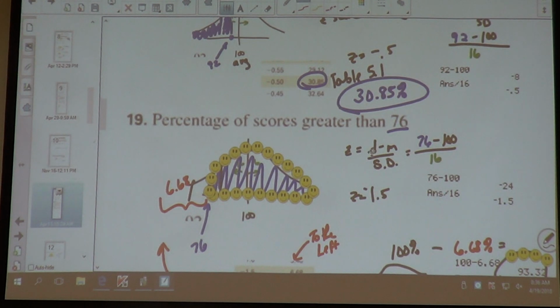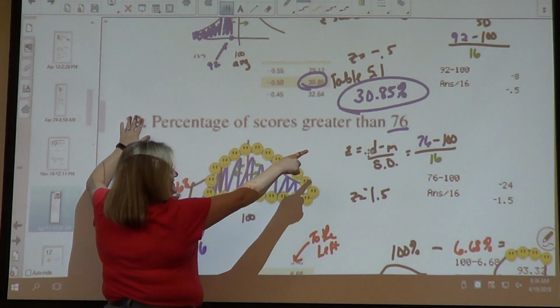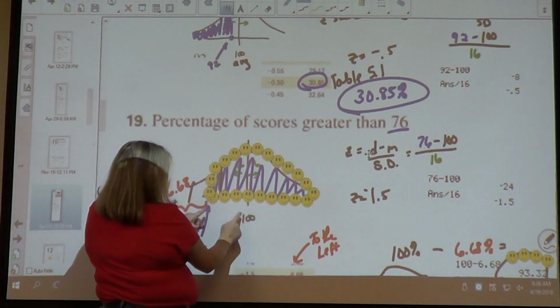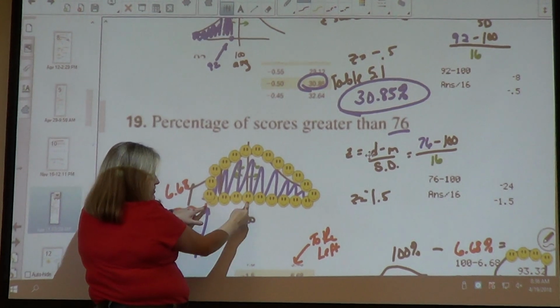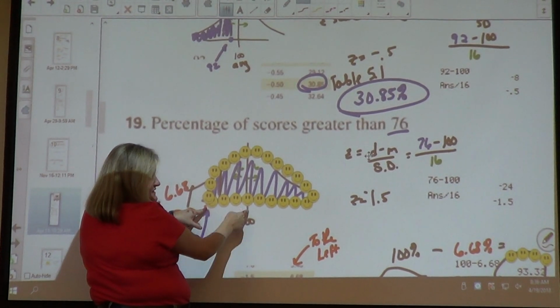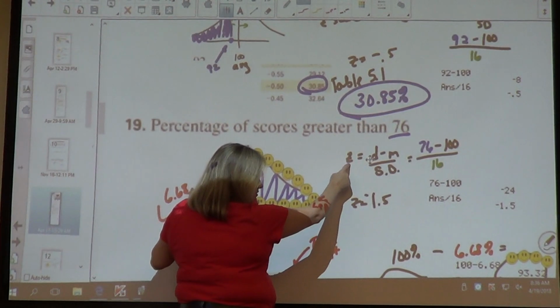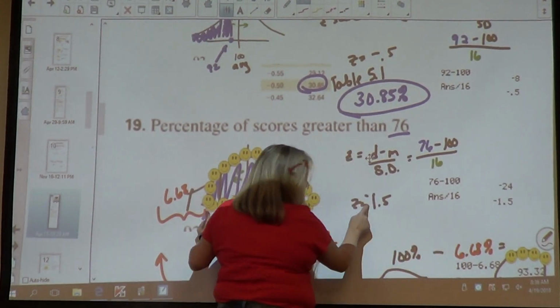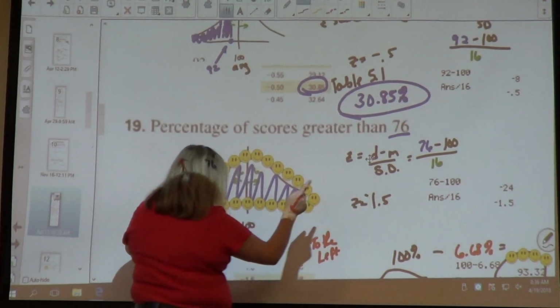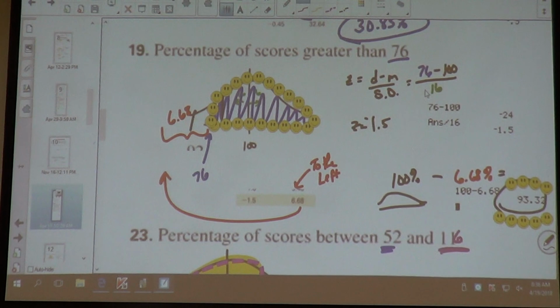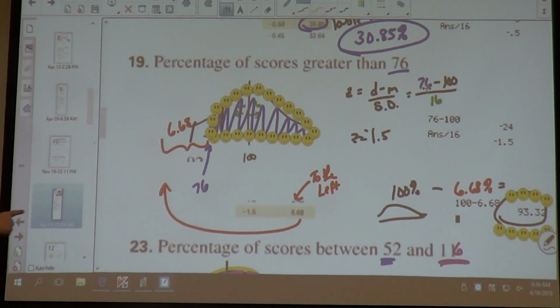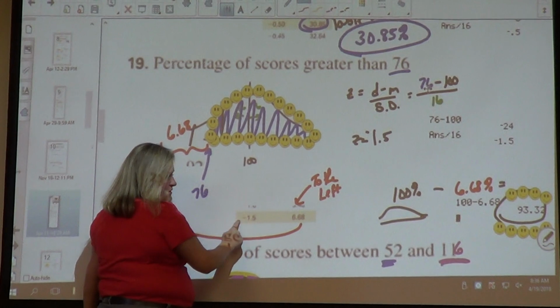Now, Krisha said, why do we have the smiley faces? For this problem, it said percentage of scores greater than 76. Well, I did 100 as my mean, 16 as my standard deviation, my data point was 76. So the first thing I had to figure out is how many spaces I was away. So I had to get my z-score. My z-score gave me a negative 1.5. So then I had to go to my table and find a z-score of negative 1.5.